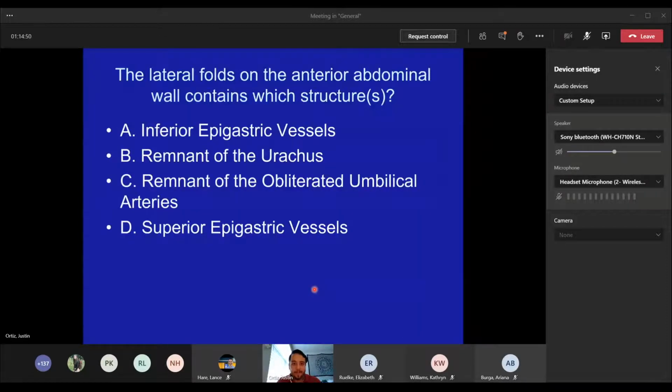Arcuate line. Okay, so the lateral folds on the anterior abdominal wall contain which structures? So A, B, C, or D?